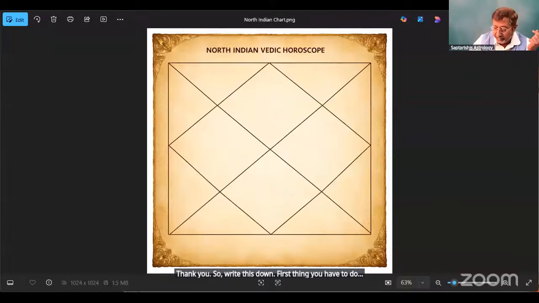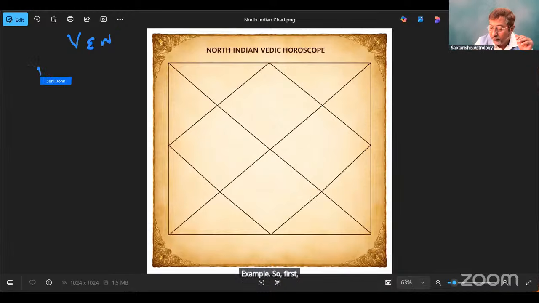Okay, so write this down. First thing you have to do, identify a planet and see in which compartment it is. There are 8 compartments, each of 3.45 degrees. So let's assume the first step is you take any planet. Suppose you are taking Venus. Example. So first, which planet's Kaksha is it in?